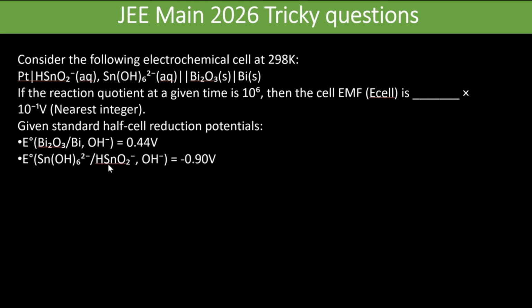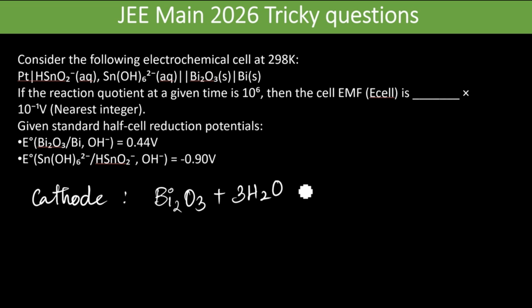Consider the following electrochemical cell at 298 Kelvin. This is a cell given, and if the reaction quotient at a given time is 10 to the power 6, then the cell EMF is. Okay, they have given the values also. First, let's find out the cathode, where the reduction happens, where the oxidation happens. So the cathodic part, always the reduction will happen. The reduction reaction would be bismuth oxide plus H2O plus 6 electrons, which will give you 2 bismuth, right? That is the change.